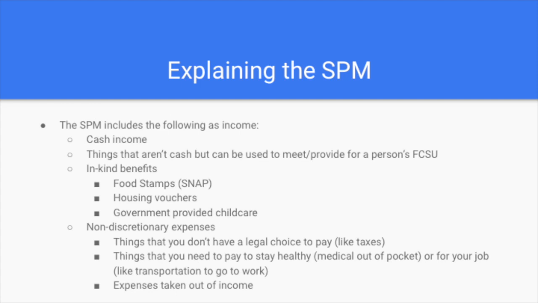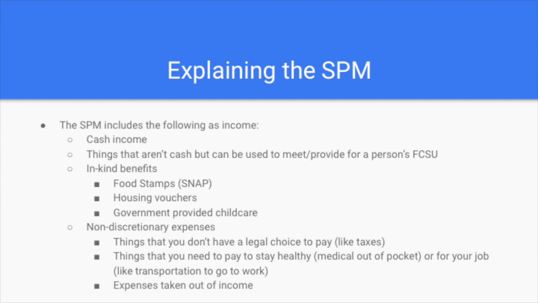Further explaining the SPM. The SPM includes the following as income: cash income, like the OPM, and things that aren't cash but can be used to meet or provide for a person's FCSU, called in-kind benefits, which include food stamps, which can also be referred to as SNAP, housing vouchers, and government-provided childcare. These are all things that help people make ends meet.